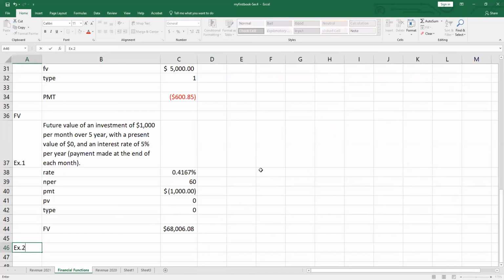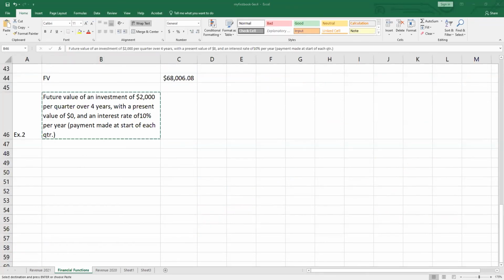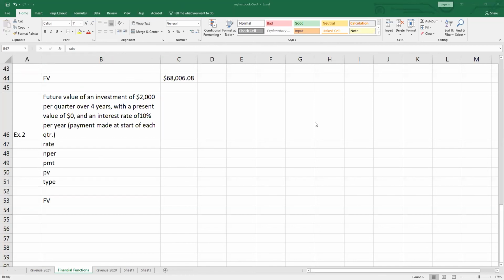Okay, now let's go to example number 2, and this one I want you to do by yourself. In this example I would like you to find the future value as well. Just spend 5 minutes on this example. Let's start now, everyone. It's 1 more minute. So right now many of you have started showing your answer. Okay, time's up.